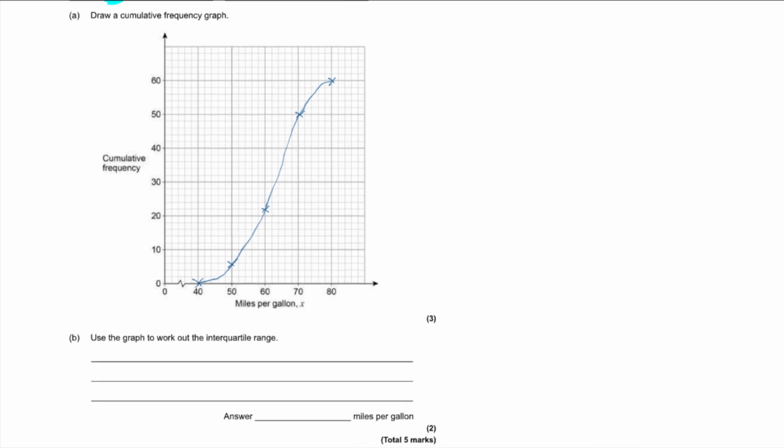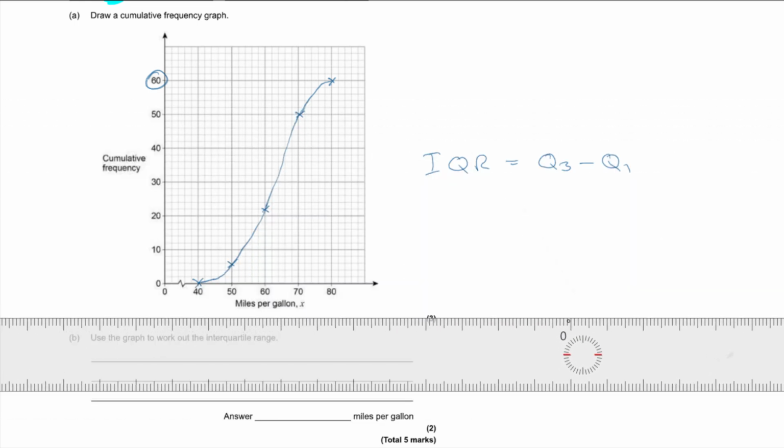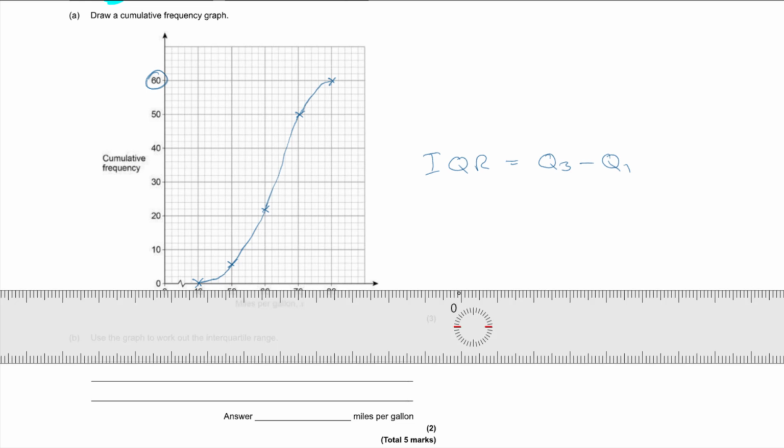Use your graph to work out the interquartile range. Okay, so the interquartile range, that is Q3 minus Q1, the upper quartile minus the lower quartile. Now the upper quartile occurs 3/4 of the way through your data, and the lower quartile occurs 1/4 of the way through the data. Now we've got 60 values altogether, so if I take 60 and divide it by 4, I get 15.